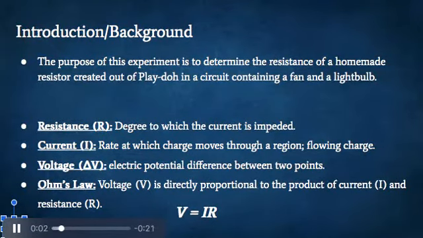The purpose of this experiment was to determine the resistance of a homemade Playdoh resistor. Resistance refers to the degree to which the current is impeded. Current refers to the flow of charge over a region. Voltage refers to the electric potential difference between 2 points. Ohm's law relates all three variables and states that voltage is directly proportional to the product of current and resistance.